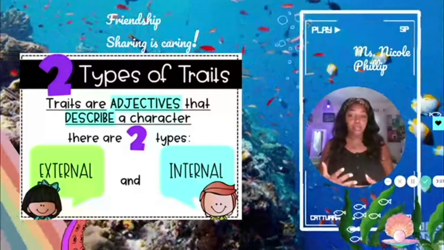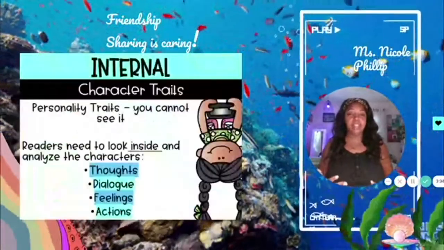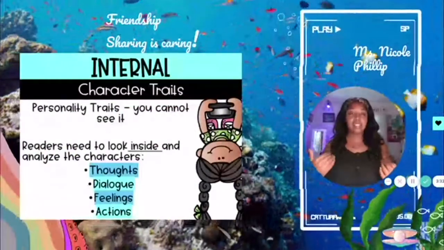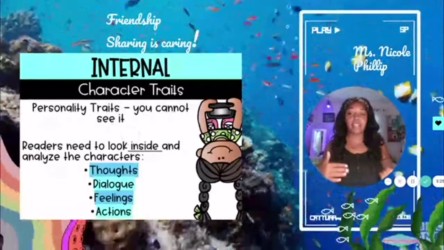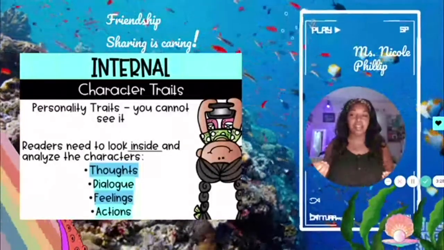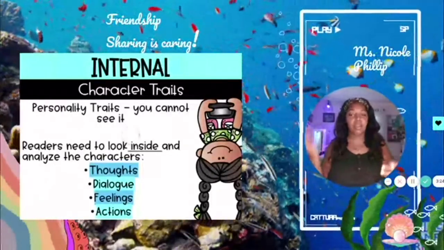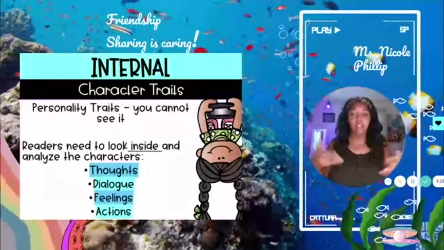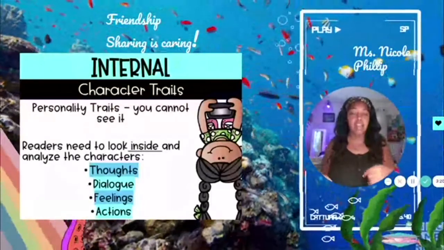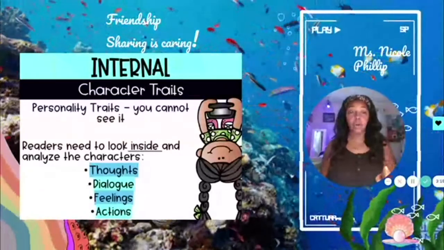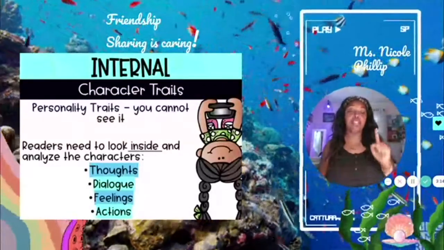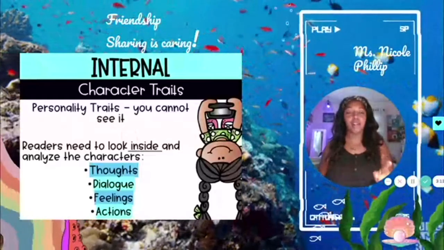An external trait is going to be something that you can see on the exterior, where internal are personality traits that you can't see. Readers really need to look inside and analyze their characters' thoughts, dialogues and conversations, their feelings, and their actions. And that's very important. We need to remember what Rainbow Fish did at the end of the story.